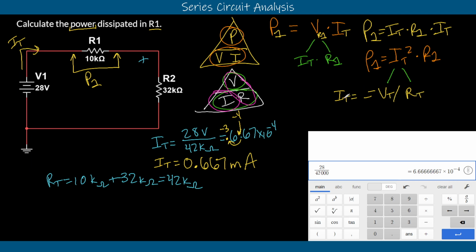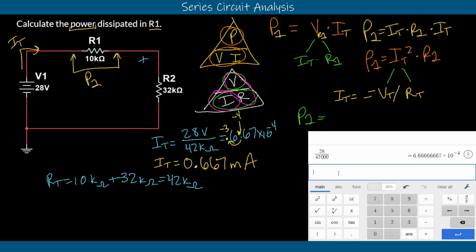Okay, so now we can go back up to our original power equation because we just solved for IT. Now we can plug that in and say that our P1 is equal to our IT squared multiplied by R1. Plug that into our calculator. We have a small little milliamp value, so let's plug in all of those zeros. It's 0.000667. Right? That's our milliamp value. We'll square it to get our power, and then we'll multiply that by the resistor that we want to know. That is going to be R1, so that's 10,000. All of those zeros go in there. Then we get a really small number out, and that's our power.